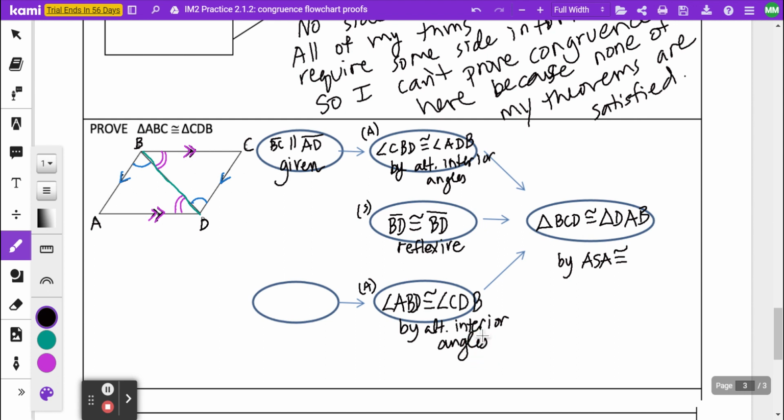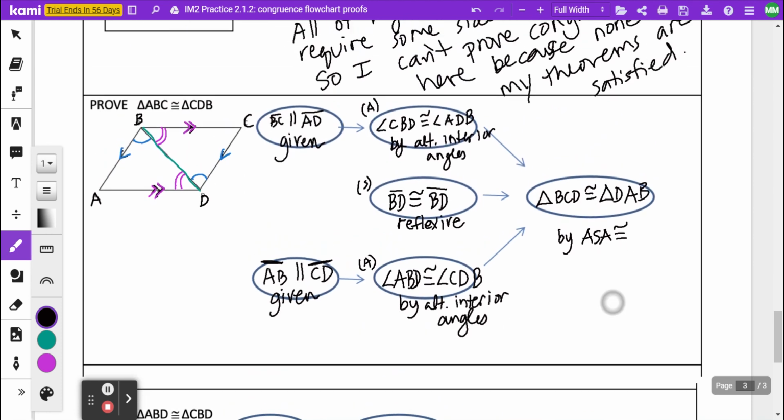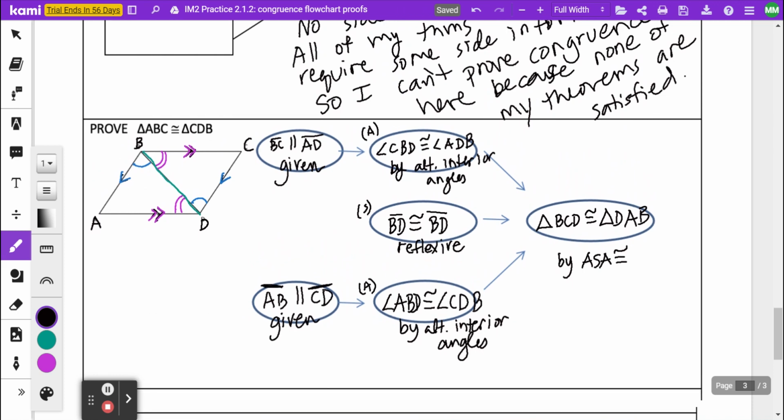And since I'm using alternate interior angles, I need to justify that. This was the purple, this was the blue angle, so I'm doing side AB is parallel to side CD, and that is given. Was that our last problem? No. Okay, we've got some more. We continue. This one's done.